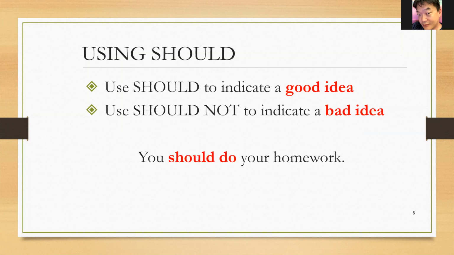For example, you should do your homework. This is advisable. This is a good idea. So you should do your homework. Now, when it's a bad idea, when something is not advisable, you use shouldn't. You shouldn't eat fatty foods, because that's a bad idea. Eating fatty foods is a bad idea, so you shouldn't eat.